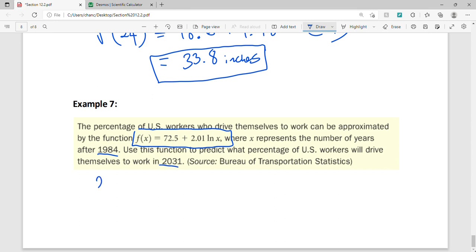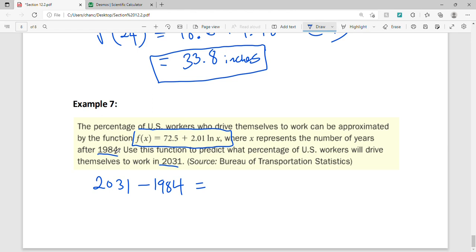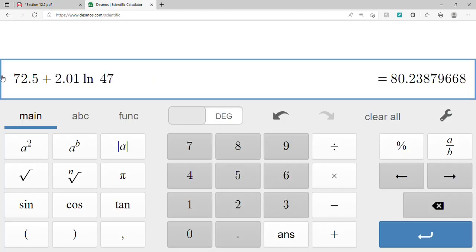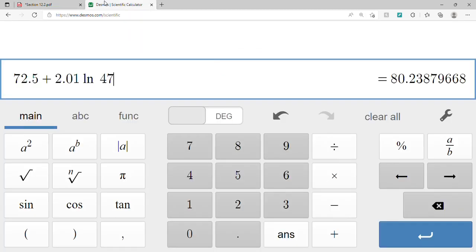To do this, I will have to find the number of years between 2031 and 1984, and that's a subtraction problem. And that gives us 47 years. So we know we'll plug in a 47 into our function. F of 47 is equal to 72.5 plus 2.01 times the natural log of 47. So we'll enter this into our calculator. So we have 72.5 plus 2.01 times the natural log of 47, and that gives us 80.2.